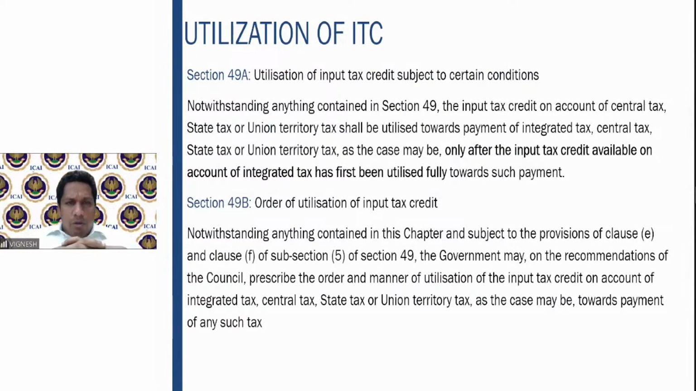49A talks about the utilization of ITC subject to certain conditions, notwithstanding anything contained in section 49. The ITC on account of central tax, state tax, or union territory tax shall be utilized for the payment of integrated tax, central tax, state tax, or union territory tax, as the case may be, only after the ITC available on account of integrated tax has been first totally utilized for the payment. So, important point, please make a note of this also.